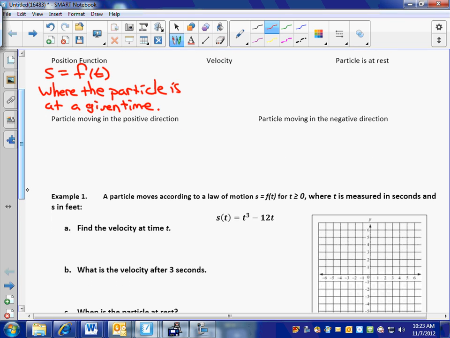So for example, in example 1, s of t equals t to the third minus 12t. If you would plug in a given time, it would tell you where the particle is. So let's suppose that a particle is moving back and forth horizontally. It would tell you where it is on the number line or something of that nature.